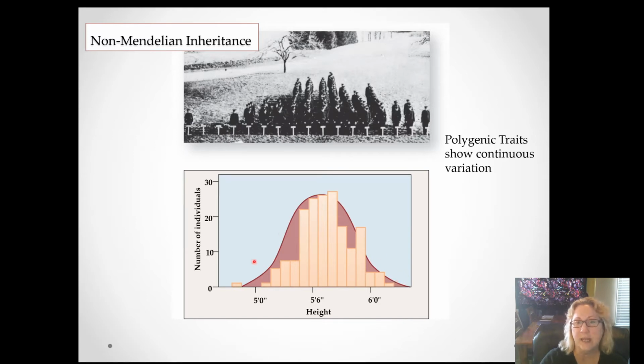So when we see that for any kind of trait, that is a really good sign that the trait is controlled by many genes and is polygenic. Don't confuse that with polyallelic. Polyallelic would mean one gene that has many alleles.